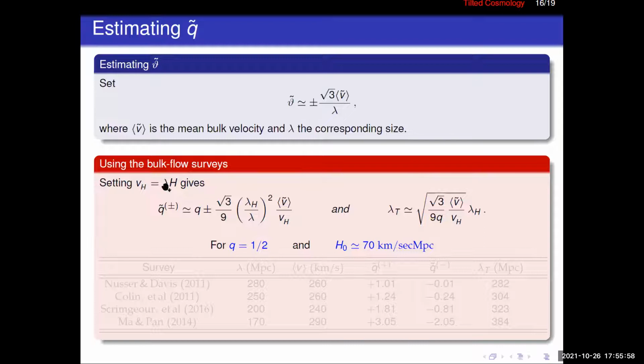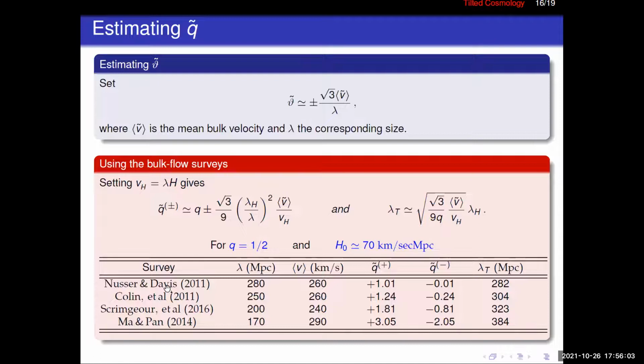So this is an indicative list. Use the scales that they report, the velocities that they report, and get the values for Q plus, Q minus. This is for expanding and this is for contracting bulk flows, and for the critical length, the transition scale. You can see that if the bulk flow is locally expanding, the value of Q in there is always more than one, though here only marginally. If it is contracting, it's always negative, although here only marginally again. And the transition scale is always larger than the reported scale, although again here only marginally.